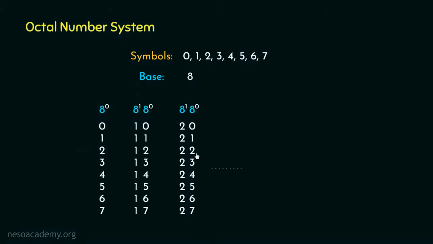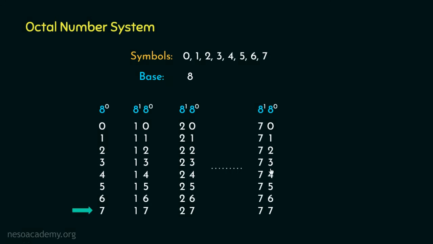Now eventually, when for the 8 raised to the power 1's place, we have the symbol 7, and for 7 we have used up all the symbols in the least significant digit's place, in order to form the next octal number, we will introduce a new place having the place value of 8 squared. Because for these two places, we already have exhausted the symbols that we had. So after 77, the next number will be formed placing the symbol 1 in the 8 squared place, and these two places will be reset to zeros.